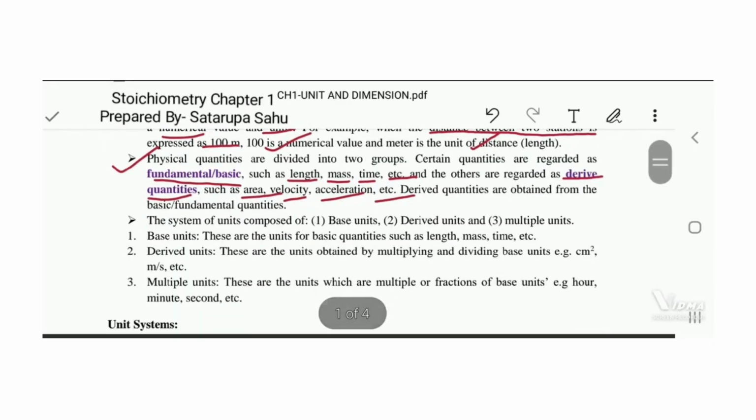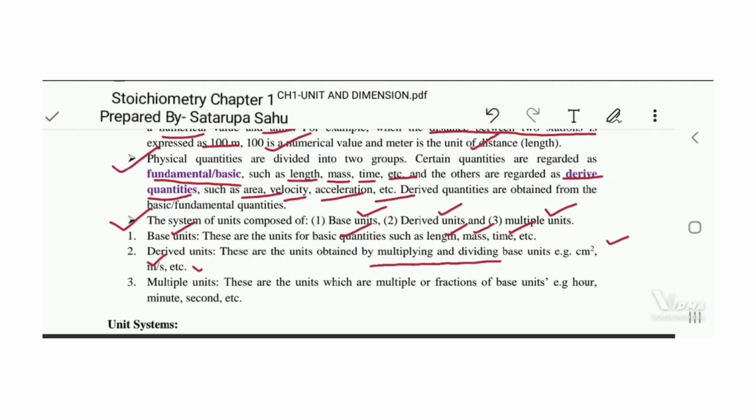Now, let's come to the classification of units. There are three types of units. One is the base unit, another is the derived unit, and third is the multiple units. The base units are the units for measuring the basic quantities. For length, it's centimeter or meter. For mass, it's kg or gram. For time, it's second. The derived units are the units that are obtained by multiplying or dividing the base units, such as centimeter square, meter per second, etc.